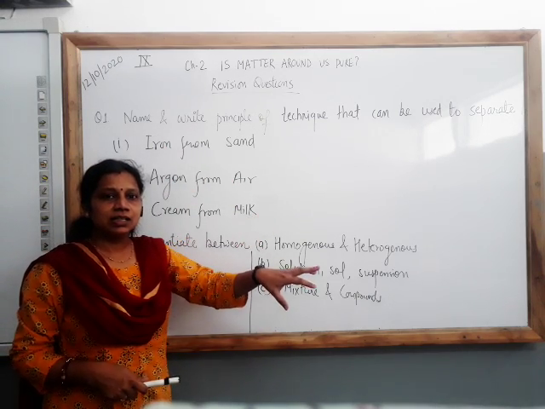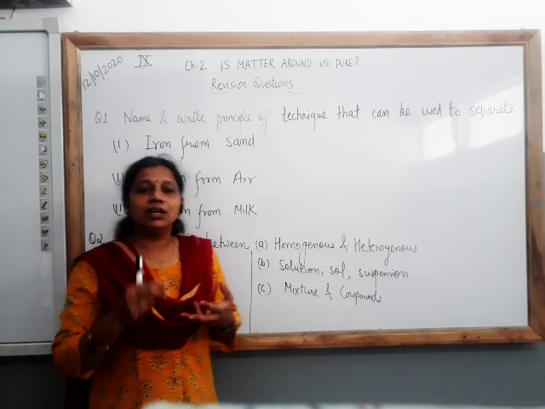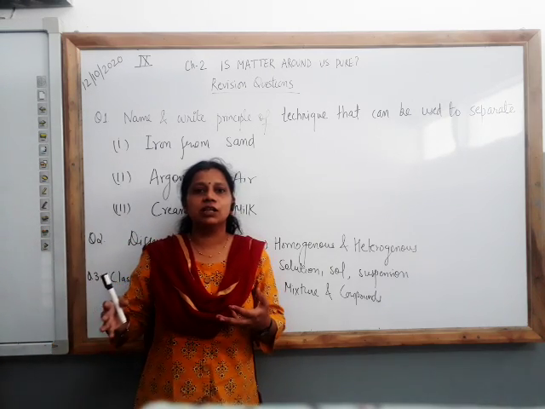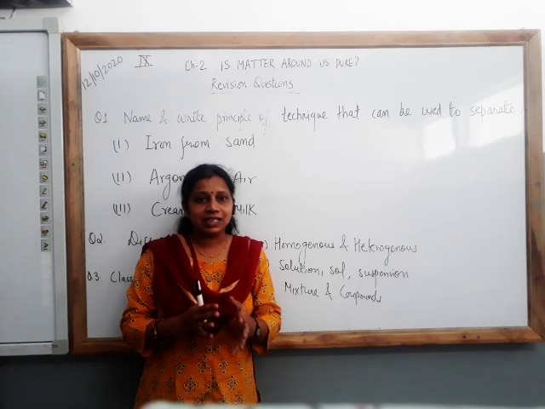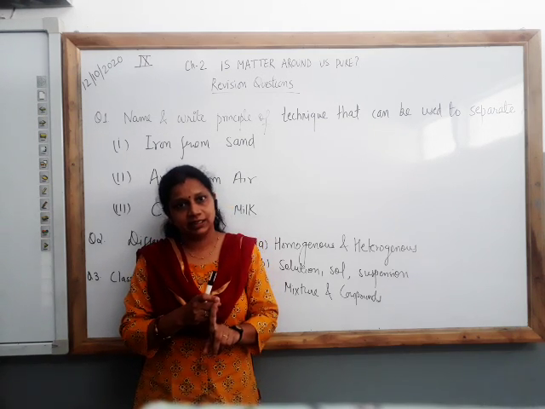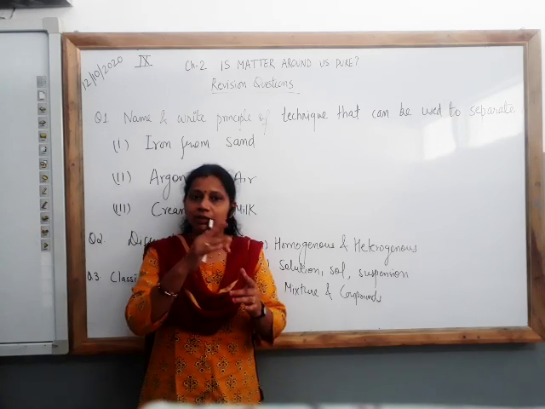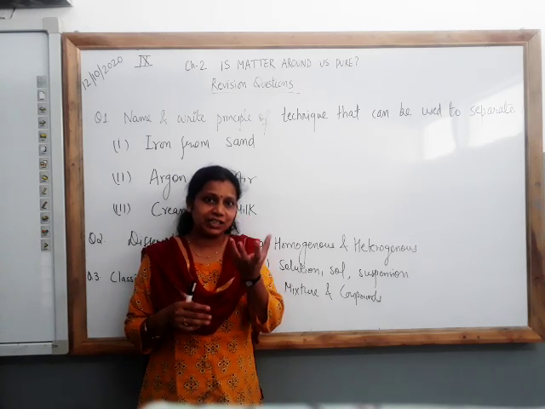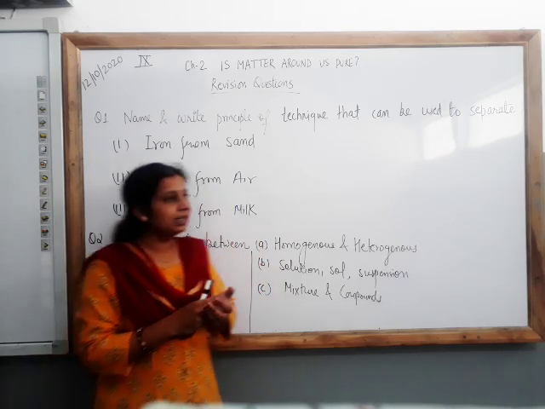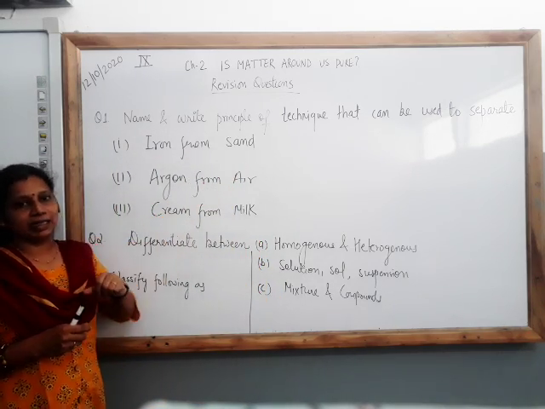Principle means, like for magnetic separation, it is for those mixtures in which at least one of the components should be magnetic and the other should be non-magnetic. This is the principle. You can even make a simple diagram of a magnet and a dish containing iron and sand, and then iron will get separated from sand using that magnet.